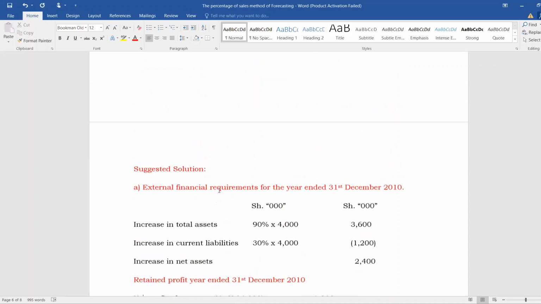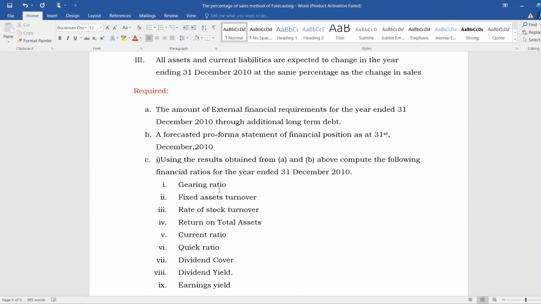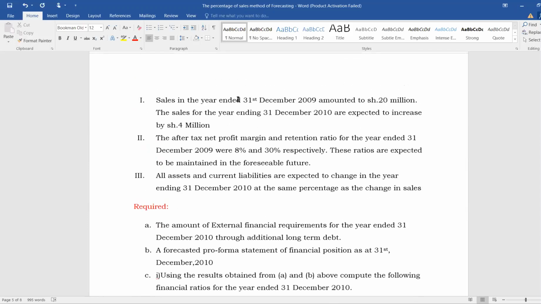How much is the after tax profit margin? Kiangalia additional information number 2. How much is the after tax profit margin? 80%. How do you arrive at the after tax profit margin? Formula gani?